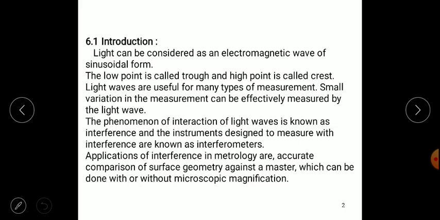Coming to the introductory part, we know that light is an electromagnetic wave, which is a sinusoidal form, and it contains low points and high points, which we call trough and crest. Light waves are very useful for many types of measurement, as they provide error free measurements. The phenomenon of interaction of light waves is known as interference, and the instruments based on this principle are called interferometers.